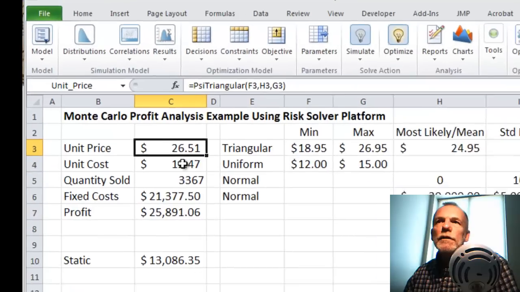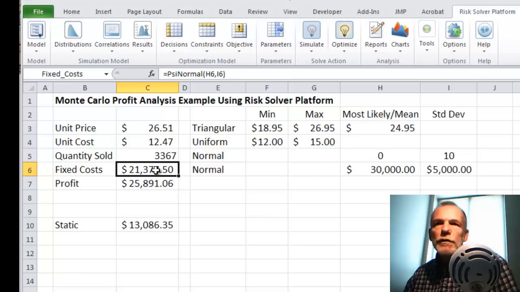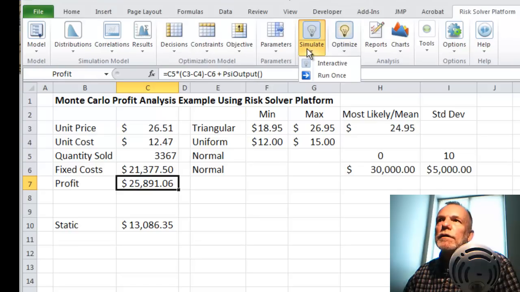Okay, so for each of these, I've entered these distributions that we talked about. Then computed profit, and recall that the static analysis showed profit would be this amount. Let's run the Monte Carlo and see what we can learn about the expected profit with the uncertainty modeled in the way that we've done so. So here's our outcome variable. I've identified it as an output with the PSI output. So now let's run our model.